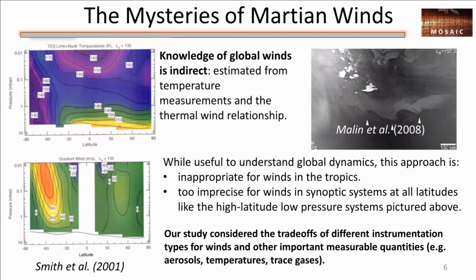While this has been useful to understand global dynamics, this approach is inappropriate for winds in the tropics, where the wind patterns are more complex, and it's too imprecise for winds in synoptic systems at all latitudes, like the high latitude low pressure systems pictured there above on the right. And so our study considered the trade-offs of different kinds of instrumentation types for both winds and other important associated measurable quantities like aerosols, temperatures, and trace gases.